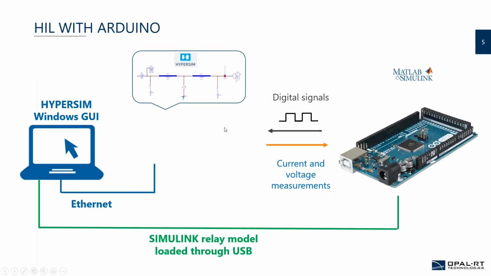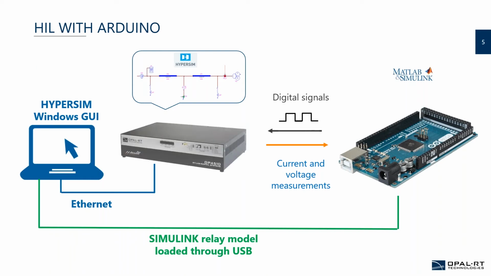Today, our hardware in the loop application is using an Arduino card. This Arduino card will act as a relay, and in this Arduino card I will have my Simulink relay model loaded through USB. And then I will actually show you by the camera how I did all the connections of the configuration.